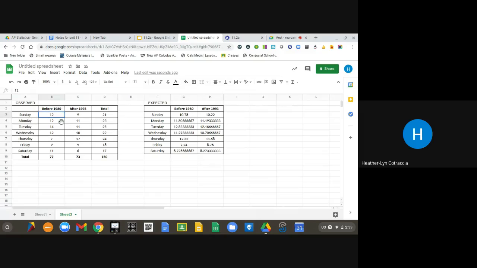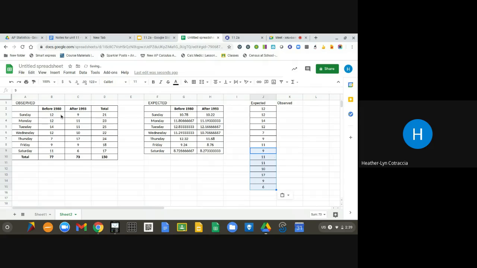The easiest way to do the formula is I'm going to make 2 rows. These are all my expected, and these will be my observed. Now, I'm just going to take them out of the table. There might be a different way to do this, but I think this is the easiest. I'm going to control paste, and I'm going to put the 9 right after that 11 right there. So all I did was I did all of the before 1980s, and then I followed that with all of the after 1993s. Okay, now I'm going to put in my observed.